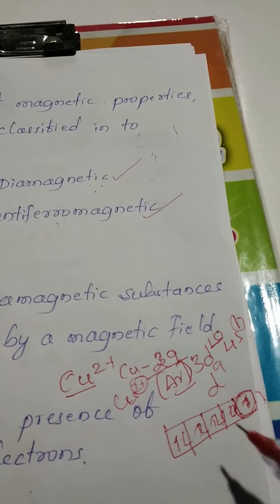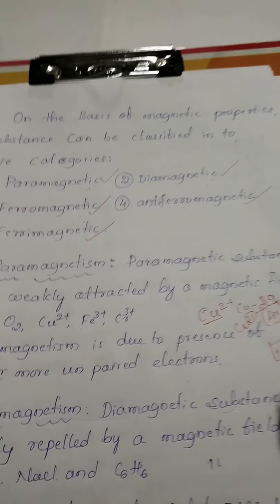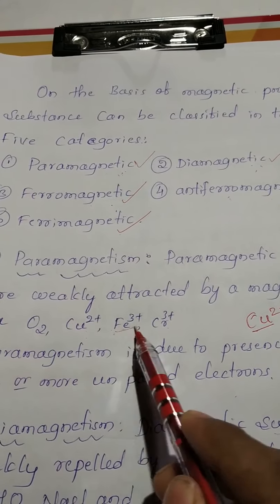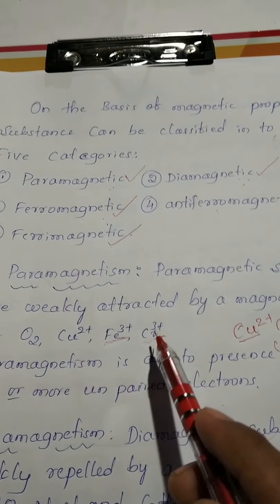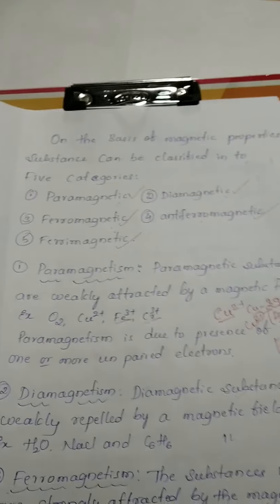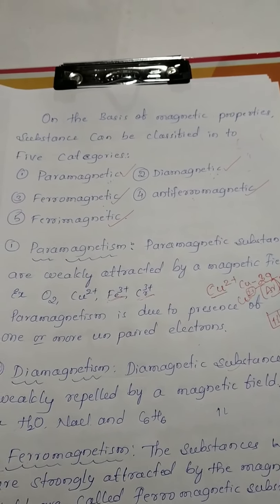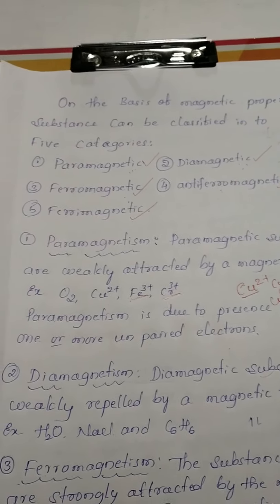Hence this is a paramagnetic substance. Here also Fe plus 3 contains unpaired electrons. Cr plus 3 also contains unpaired electrons. Hence, these are called paramagnetic substances. Paramagnetic substances are the substances which are weakly attracted by the magnetic field due to the presence of unpaired electrons.